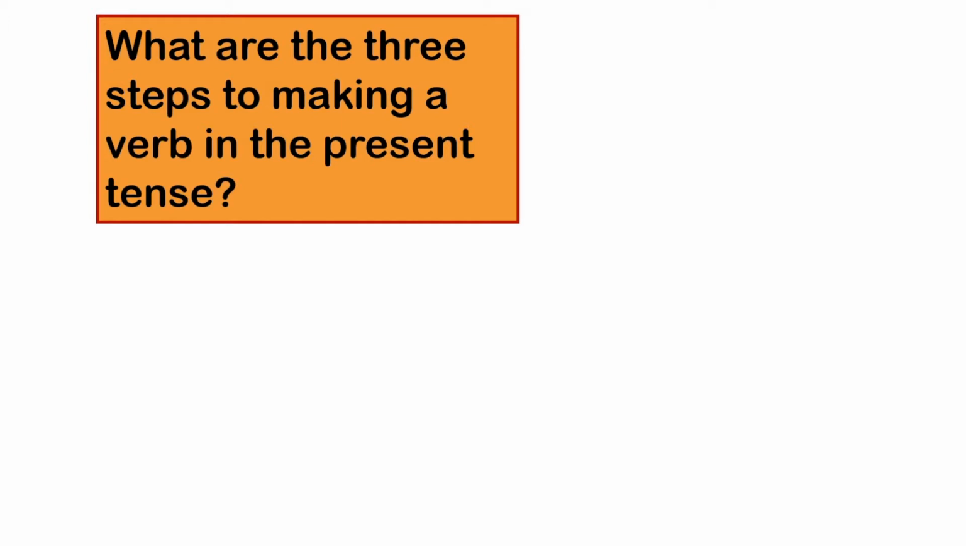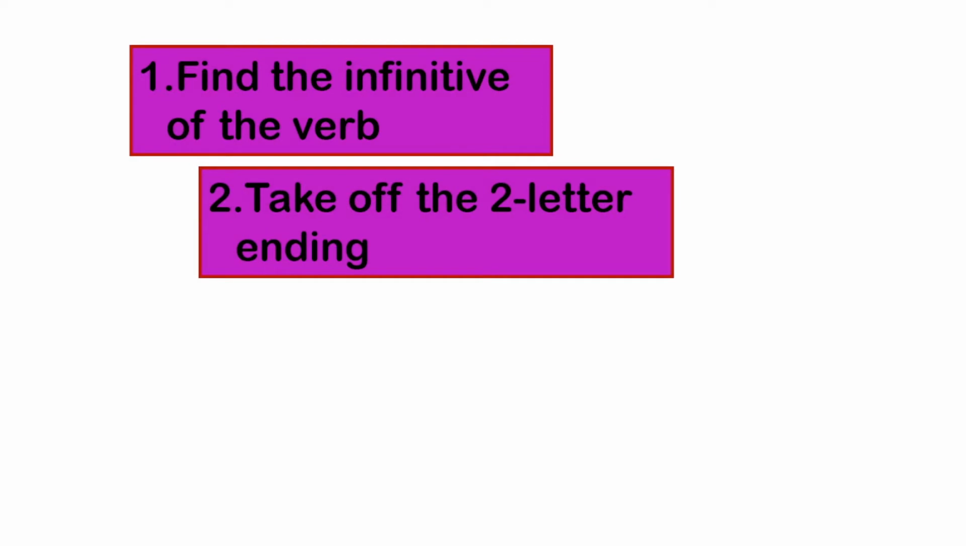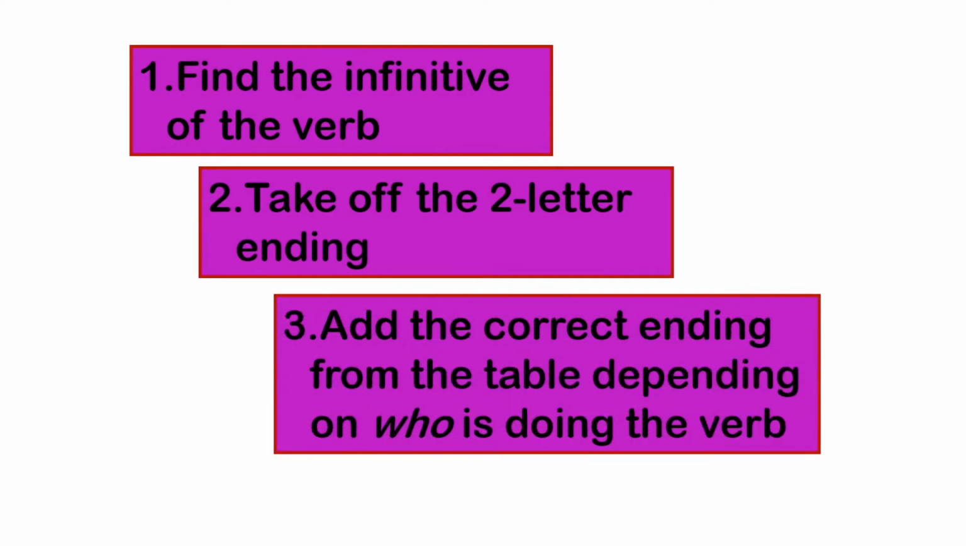So you've had a chance to pause and have a think. So step 1, it's find the infinitive of the verb. In other words, the verb that ends in ar, er or ir. Take off that last 2-letter ending and add the correct ending from the table that we know to say who's doing the verb.